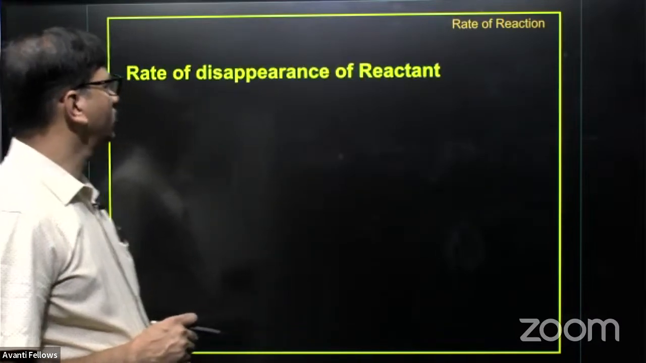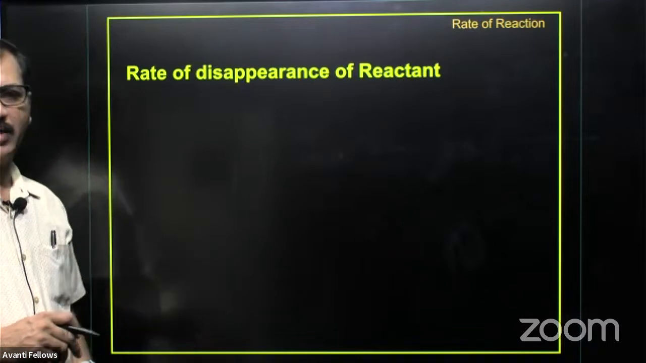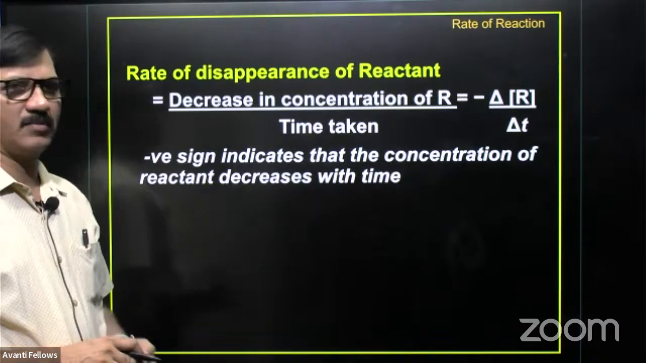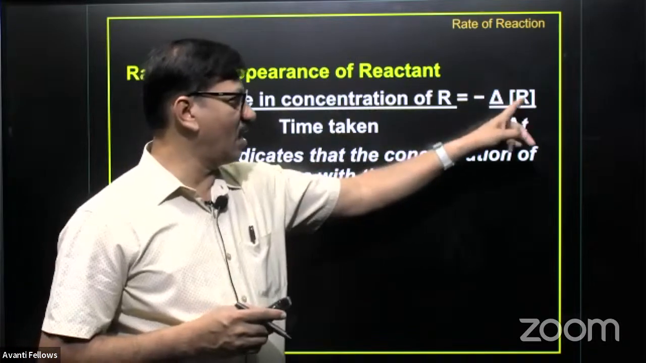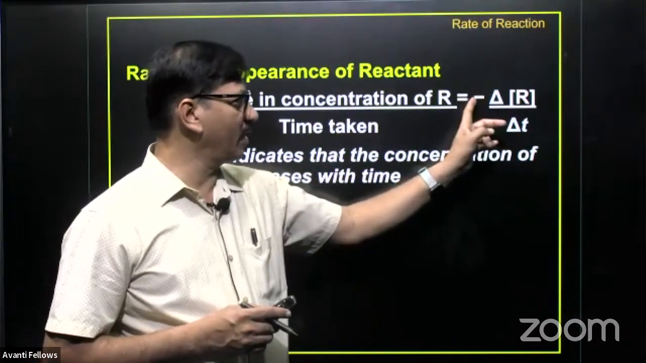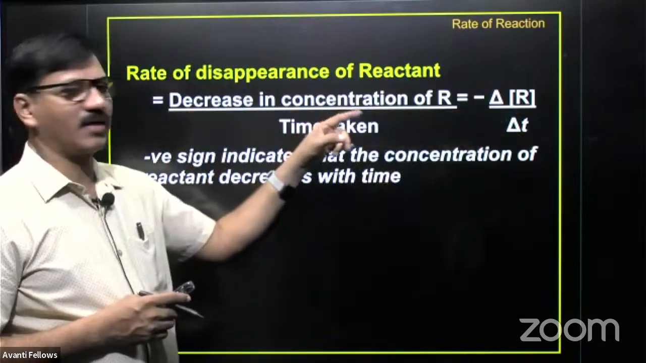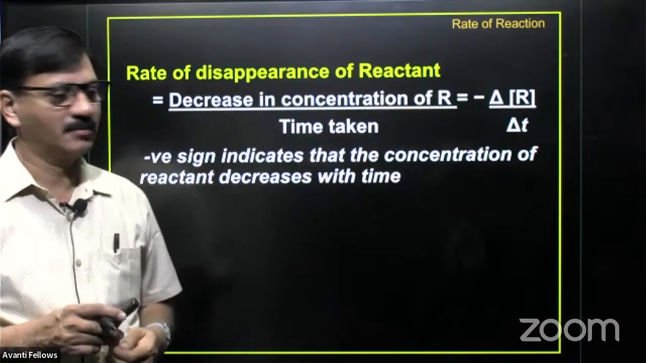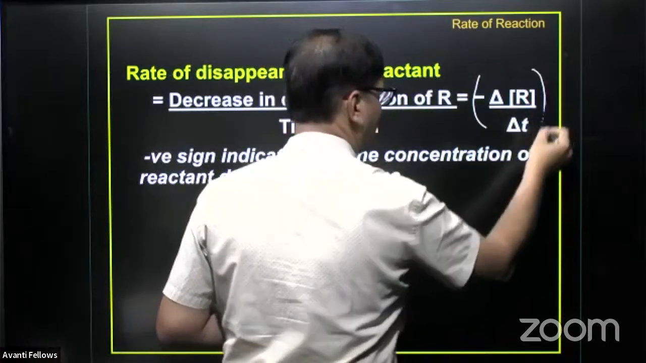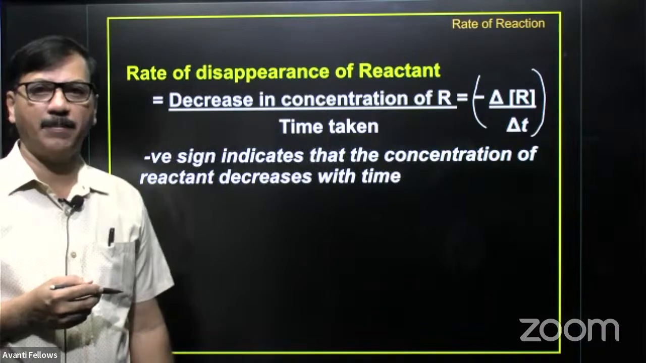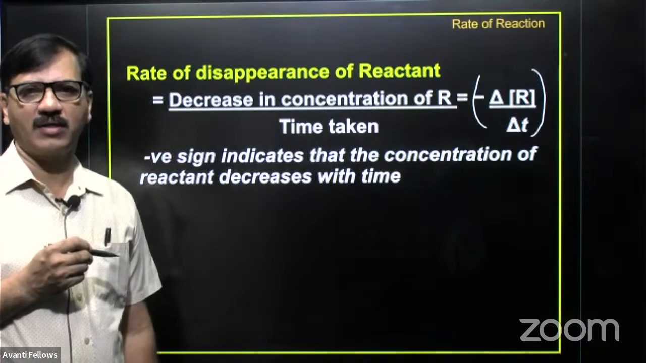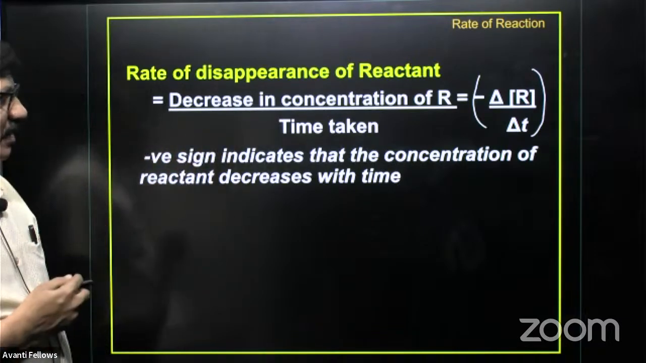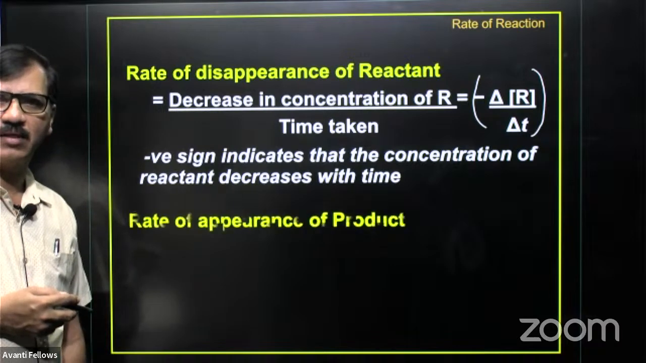Now, rate of disappearance of reactant can be written in another way. What is minus delta R by delta T? What exactly we mean is that minus delta R is the decrease of concentration of R, the rate of disappearance of the reactant. Rate of disappearance of reactant is an important term. It is the decrease of concentration of R by time taken. The negative sign indicates that the concentration of the reactant decreases with time.